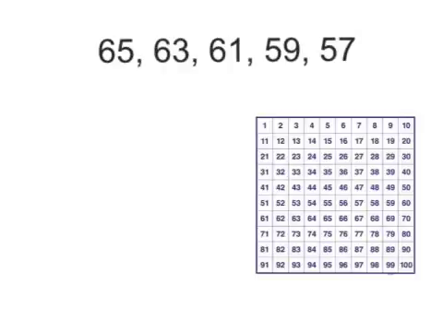Here's another example. Let's have a look here. We've got 65, 63, 61, 59, 57. Again, the numbers are getting smaller, so it is decreasing. Okay, if I go over to my number board and find those numbers, it started on 65, then went to 63, then 61, then 59, and then 57.